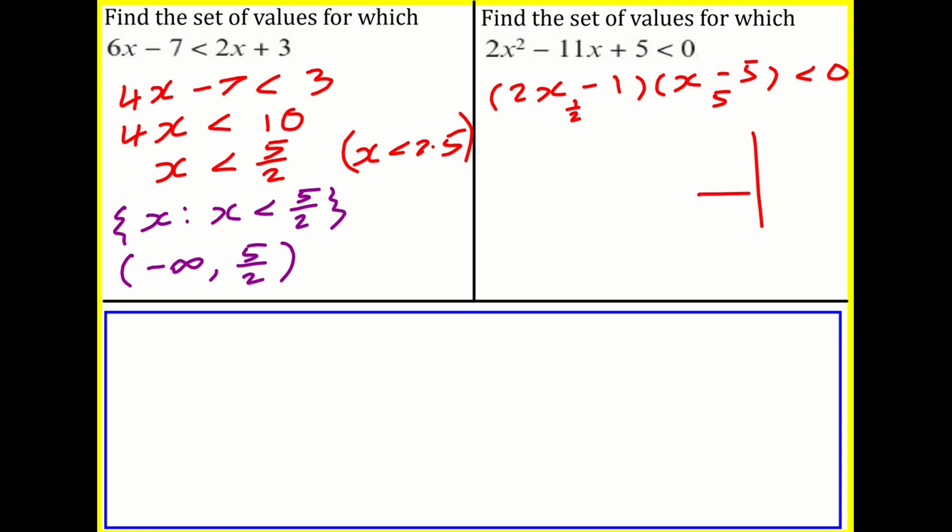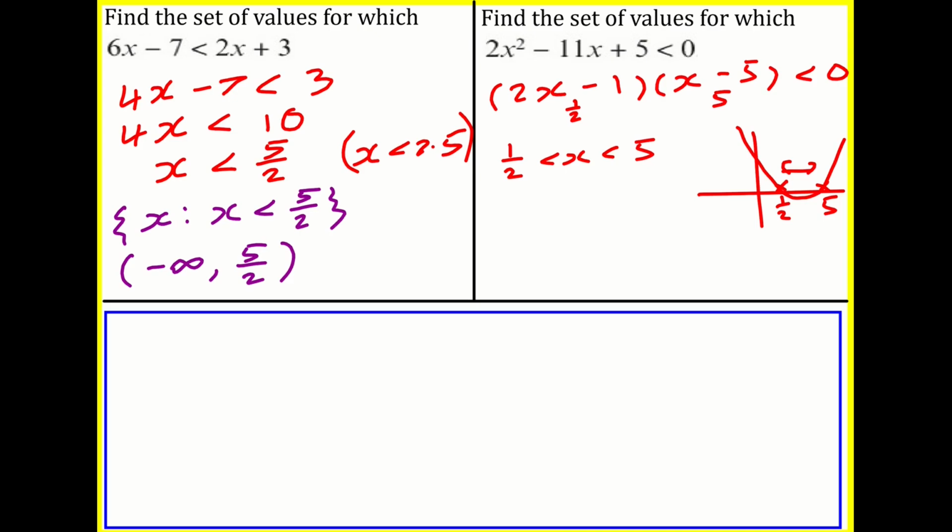If I draw a little sketch, okay, I'm doing all of this without a calculator. It's good practice to do that. It's going to look like this, and then where is it less than 0? It's going to be between here. So half is less than x, which is less than 5.